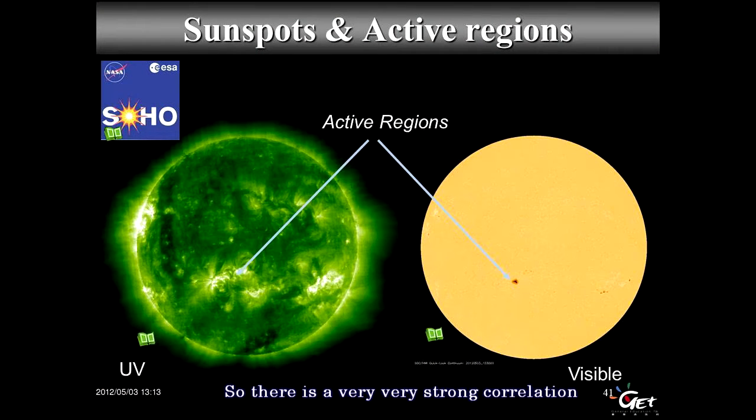So there is a very, very strong correlation between the presence of sunspots and active regions. If you take a picture in the visible and a picture in the ultraviolet, it reveals where those ejections are placed, so the activity. You see that there is a direct correlation. Here you have lots of sunspots, lots of activity. Here another sunspot, lots of activity. Here a third sunspot, lots of activity. So there is direct correlation between where those sunspots are and what the activity of the sun is.